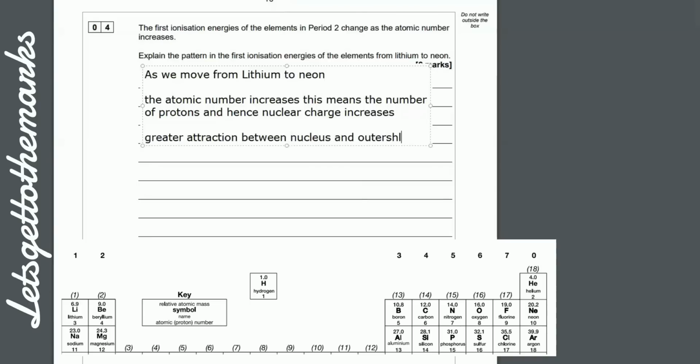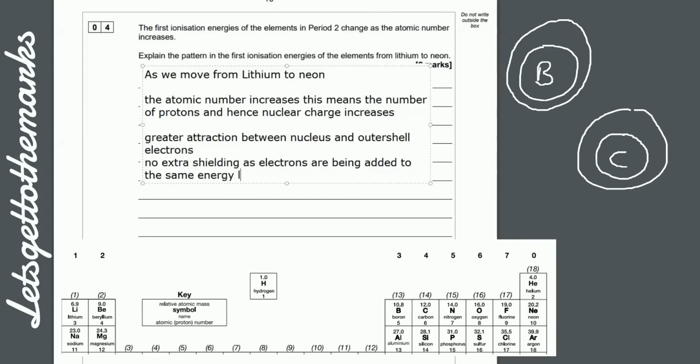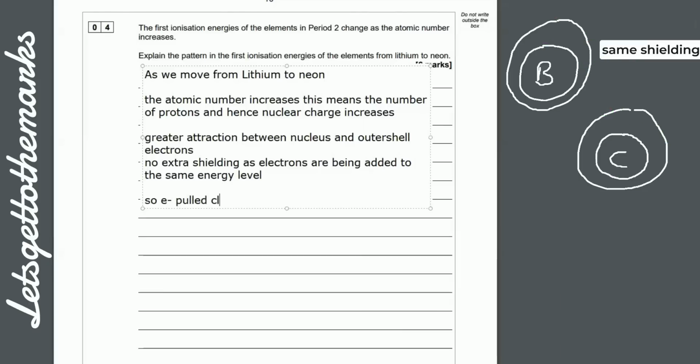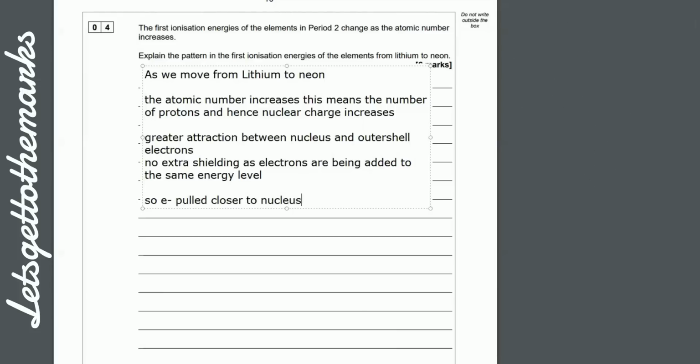Now, if you have more protons, that means you have a greater attraction between the nucleus and the outer shell electrons. What does that mean? That means that those outer shell electrons are held more tightly to the nucleus. There's no extra shielding as well because electrons are being added to the same shell, as you can see here with boron and carbon. So electrons are pulled closer to the nucleus. Notice I'm using the e minus sign as a shorthand for electrons. Probably best not to in your written answers.